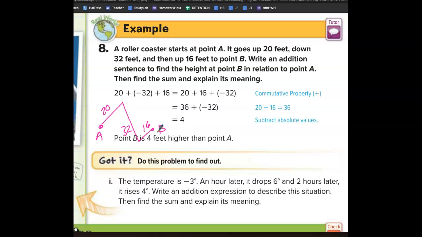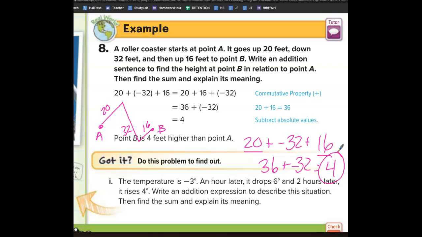So if I go up 20, is that positive or negative? So I have 20 plus, because we're writing an addition sentence. If I go down 32, positive or negative? It's all on there. Negative. Stay with me, please. If I go up 16, positive or negative? Positive 16. So then I have 20 plus 16 is 36 plus negative 32. Do I have more positives or negatives? How many more?